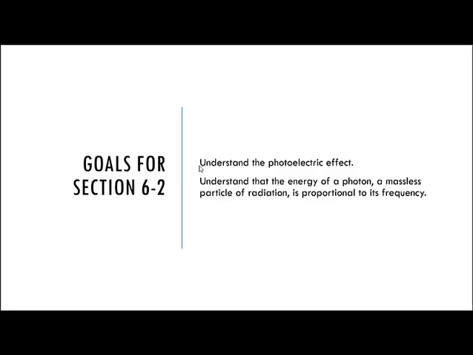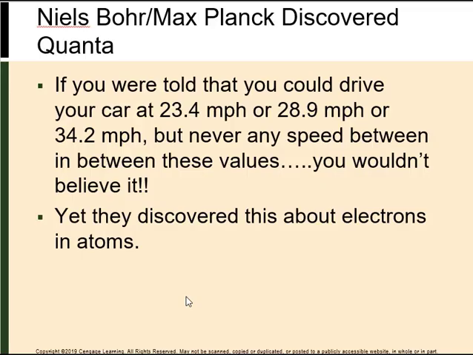In this next section, we are going to look at the photoelectric effect and understand that the energy of a photon, a massless particle of radiation, is proportional to its frequency. If you were told that you could drive your car at 23.4 miles per hour, or 28.9 miles per hour, or 34.2 miles per hour, but never any speed in between these values, you wouldn't believe it. You wouldn't be able to, would you? It sure would be interesting.